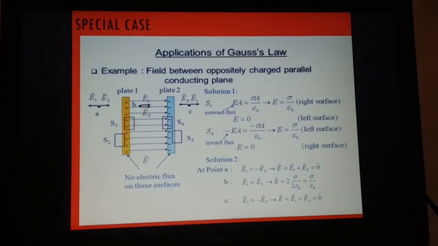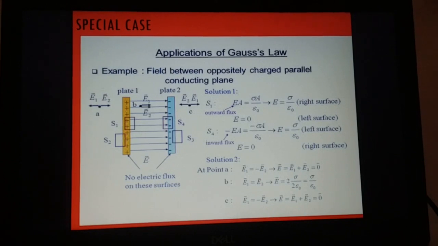are kept close to each other, electric field intensity will be prevailing in between the plates only. On either side of the plates there is no electric field intensity. Electric field intensity will be available in between the plates only, and its value will be sigma by epsilon 0, where sigma is the surface charge density.